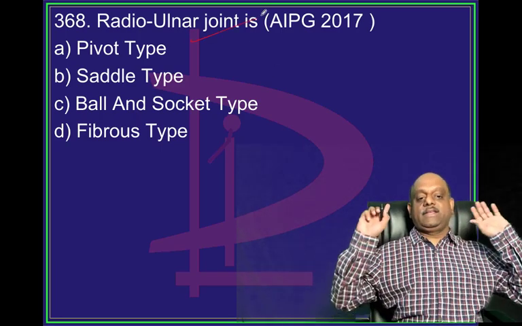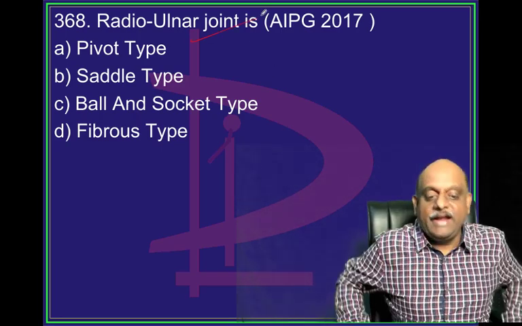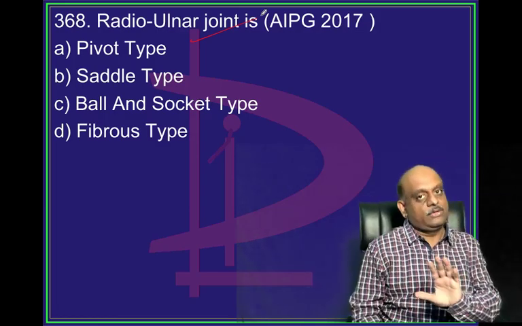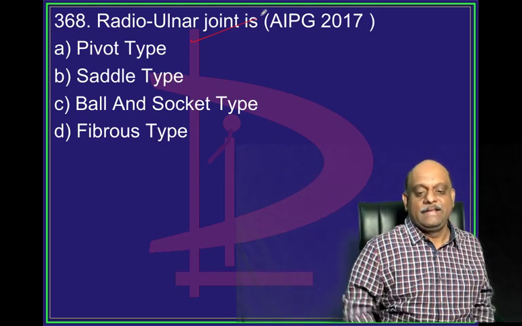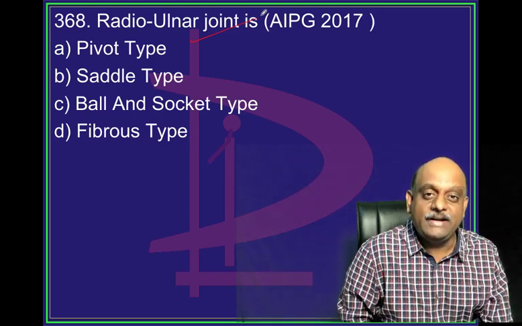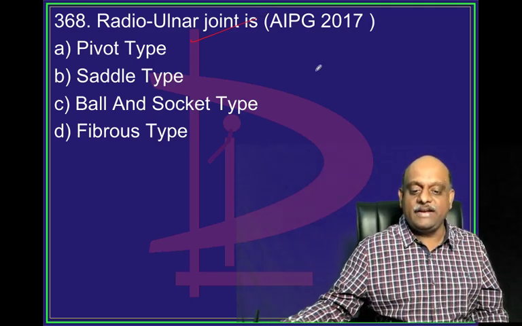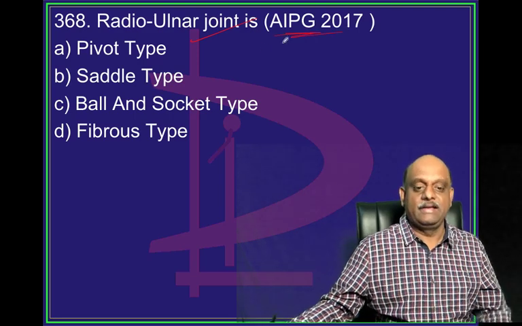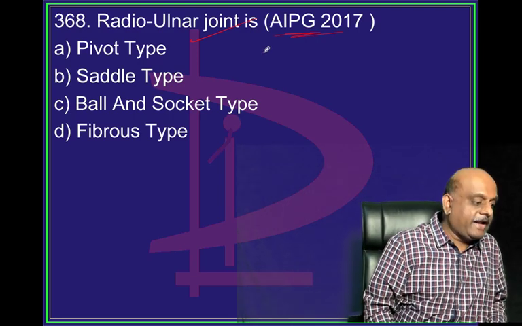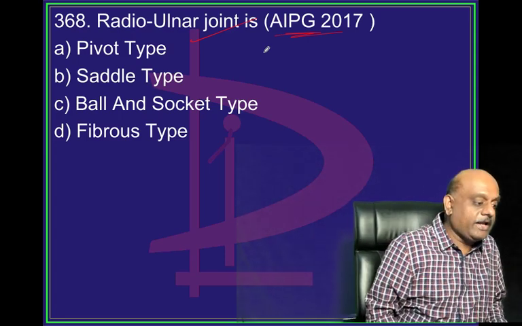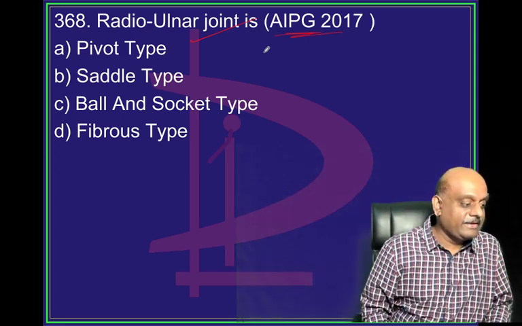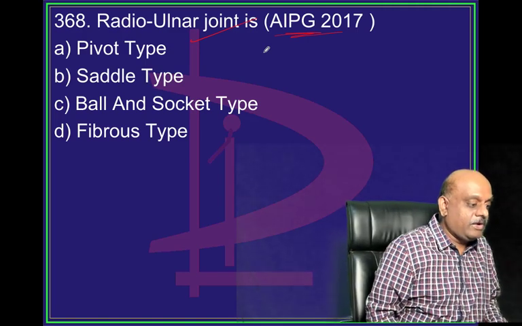Radio-ulnar joint is what type of joint? At least ये wrong करे तो मैं अभी मेरा त्यागपत्र दे दूंगा. ऑल इंडिया पोस्ट ग्रेजुएट डेंटल एंट्रेंस एग्जाम 2017 का गर्मा गर्म क्वेश्चन है ये. 368 अभी हम डिस्कस किए. या गिव मी वन स्ट्रॉन्ग आंसर डॉक्टर. Loud and strong answer.